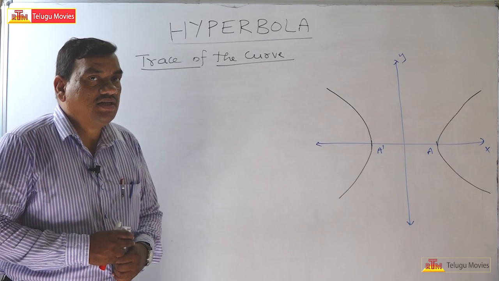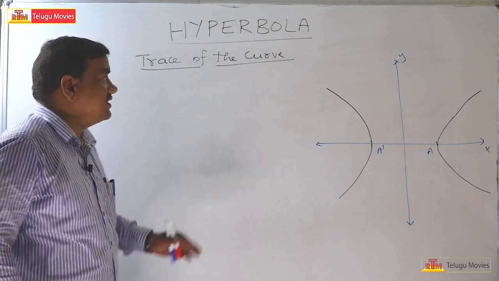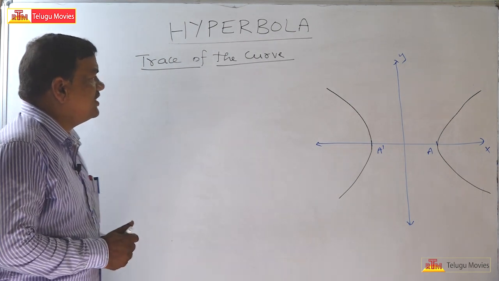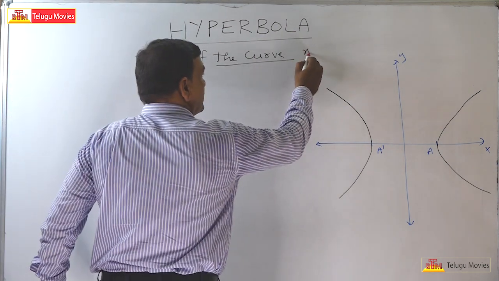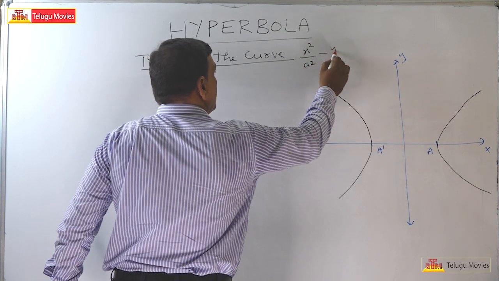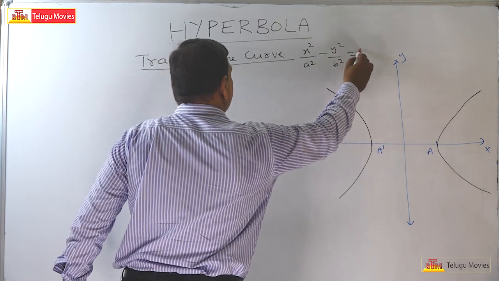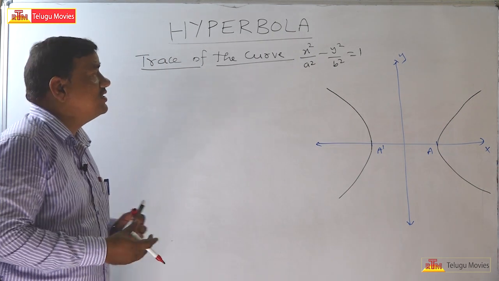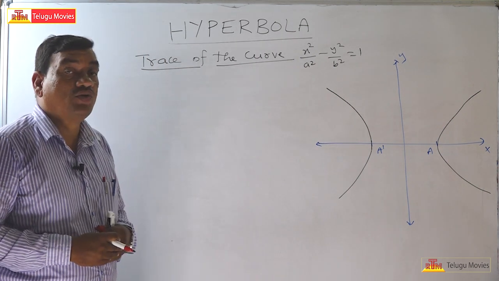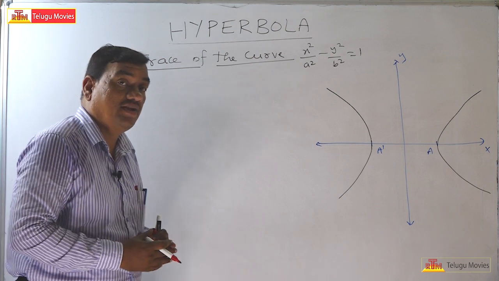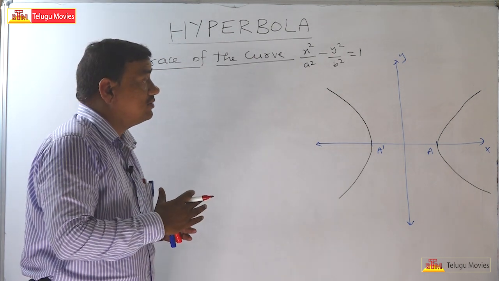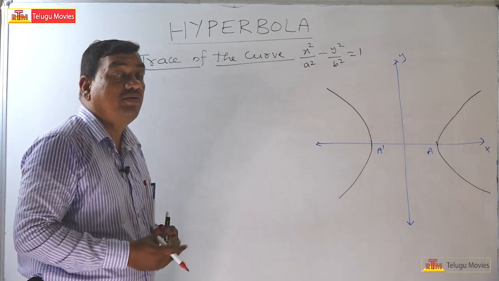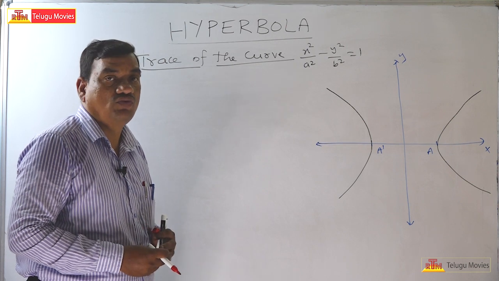So let us see what the concept is: trace of the curve. Trace of the curve, what does the curve mean? x square by a square minus y square by b square is equal to 1. Trace means what? What is the nature of the curve? How does it look? Where will it be? What is the shape of this curve? All those things we will see now.